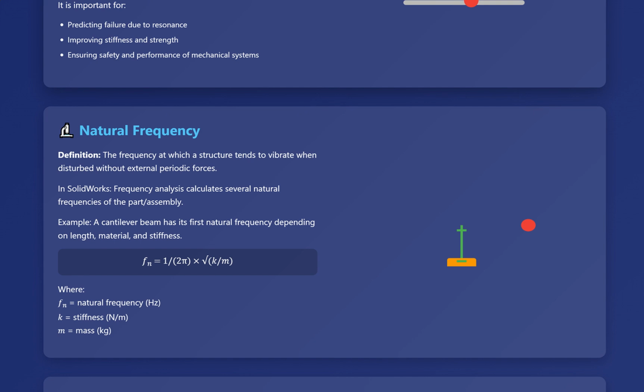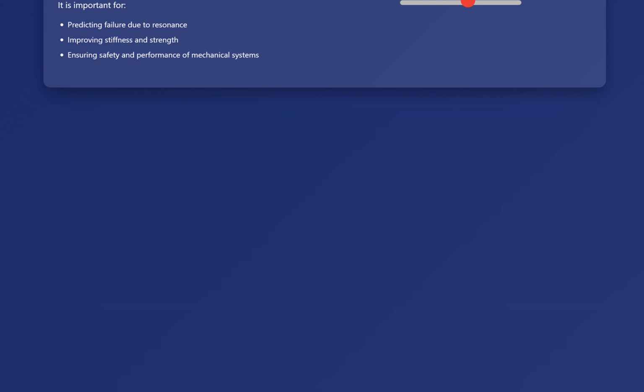What I want to discuss is what we call natural frequency. Natural frequency is the frequency at which a structure tends to vibrate when it is disturbed, without any external forces. That's when we say a system is undergoing natural frequency, if there are no forces being subjected to this system. In SolidWorks we will do what we call frequency analysis. We always calculate several natural frequencies of the part or assembly.